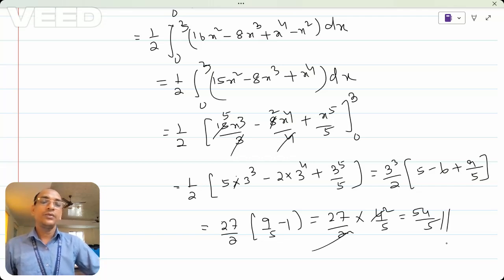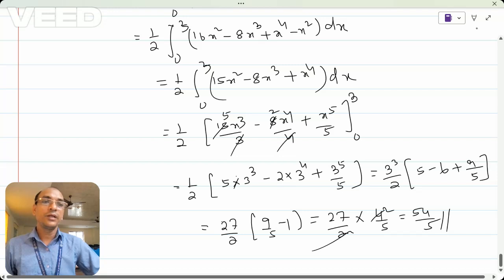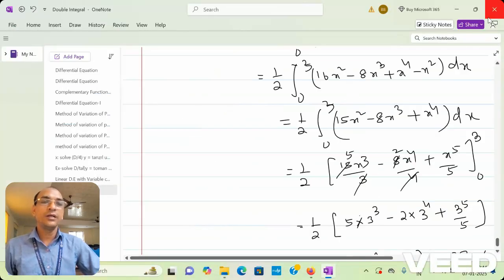Okay. So like this we are able to evaluate the double integral which is defined over the rectangle as well as the bounded region.